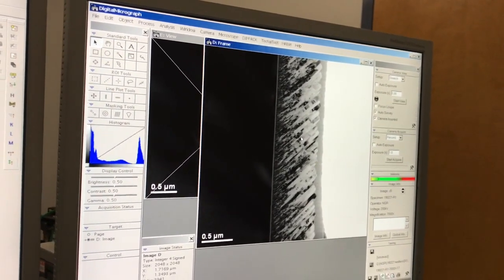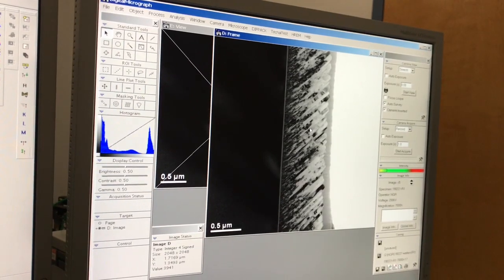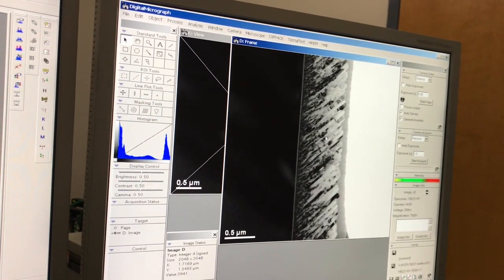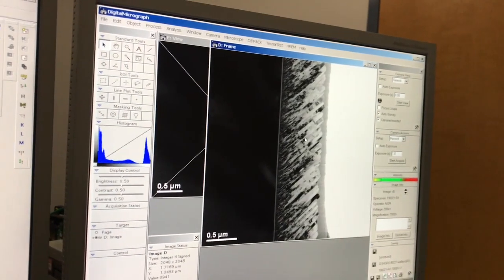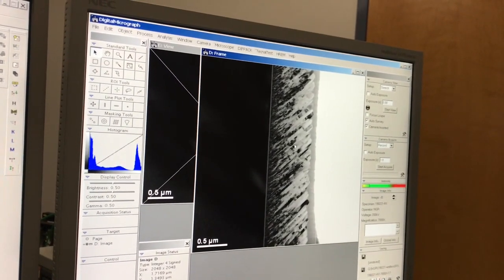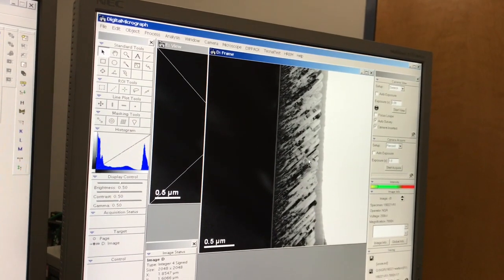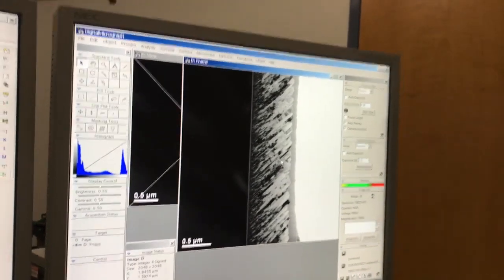Okay, so again, the question is, we know that we can get a diffraction pattern in the specimen, because we did talk about diffraction mode in the general operation video. So the question now is, what's the diffraction pattern from here? What's the diffraction pattern from here? So I'm going to come back over here to the viewing screen.